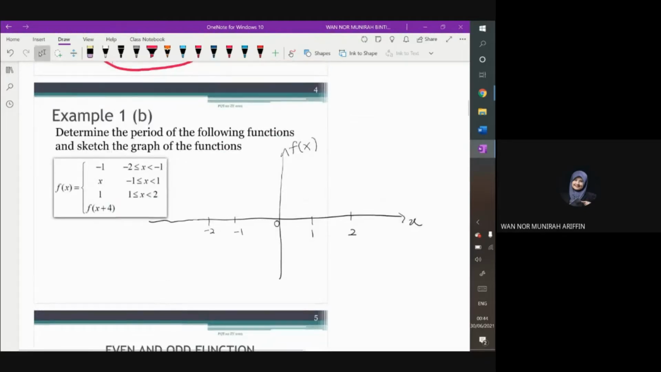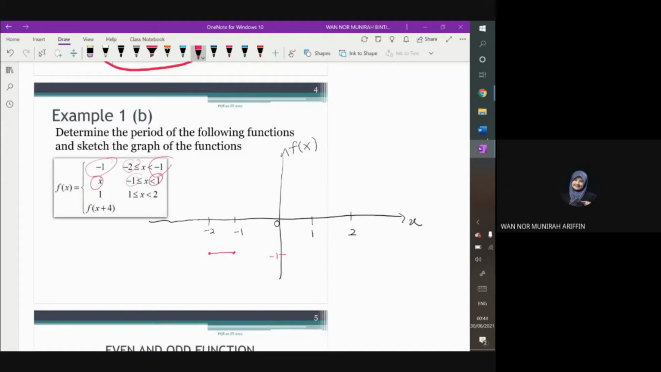You have a three-piecewise function here. From negative 2 to negative 1, your y-axis, or your f(x), is negative 1. So I put it here, negative 1. Negative 2 to negative 1 is here, one unit. And then 2 units from negative 1 to 1, so you have 2 units, where y equals x.